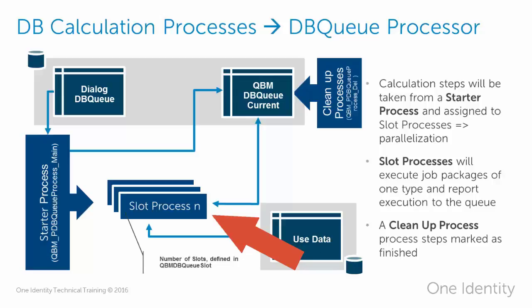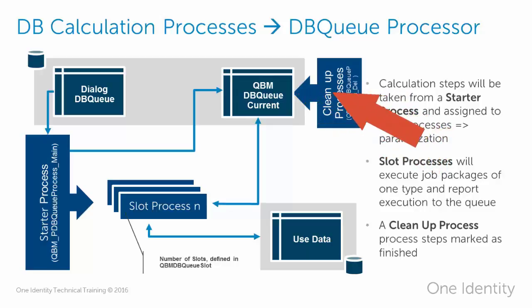The effect of the calculation will have impact on the used data as before. In difference to the process before, the slot processes themselves are not deleting the done jobs, that means the finished jobs, out of the QBM DBQ current.